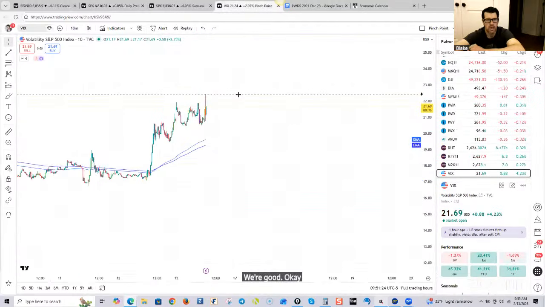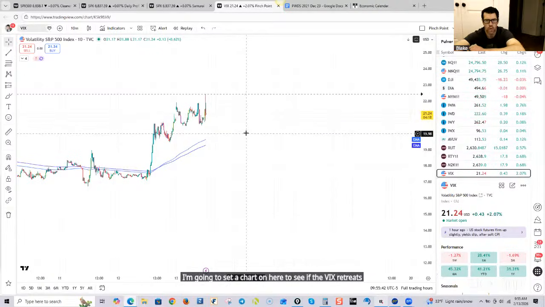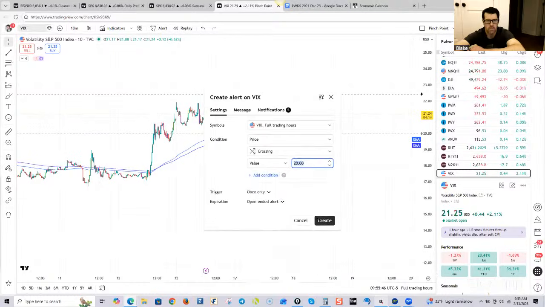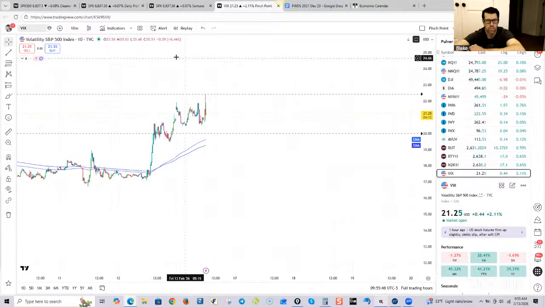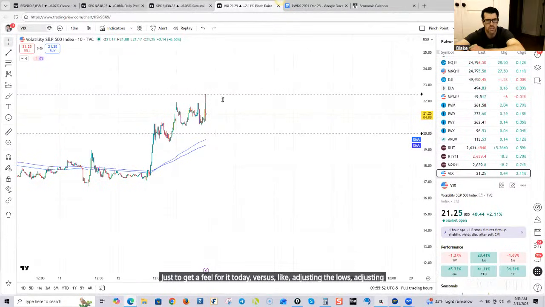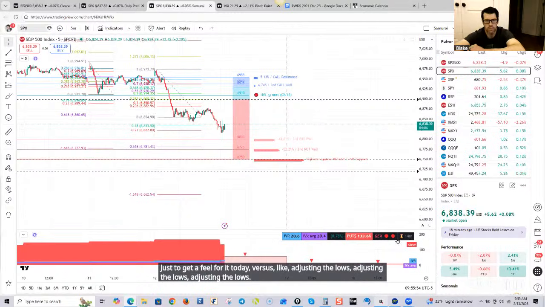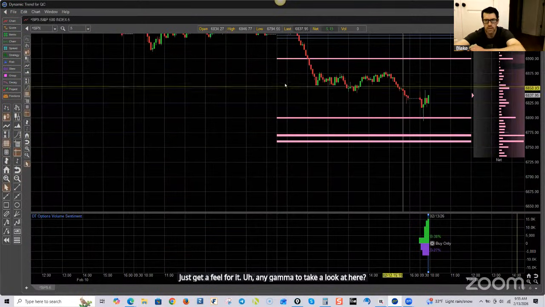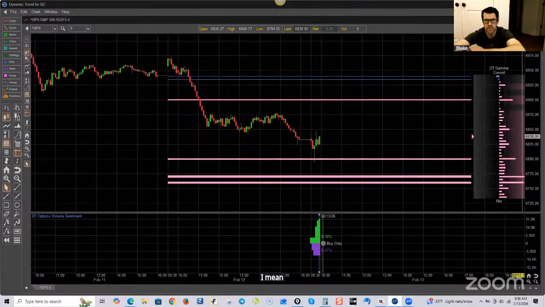Okay. VIX, high around 22. I'm going to set a chart along here to see if the VIX retreats. It may be sub 20. Just to get a feel for it today versus adjusting the lows, adjusting the lows, adjusting the lows. Just get a feel for it. Any gamma to take a look at here? I mean, pretty open space.